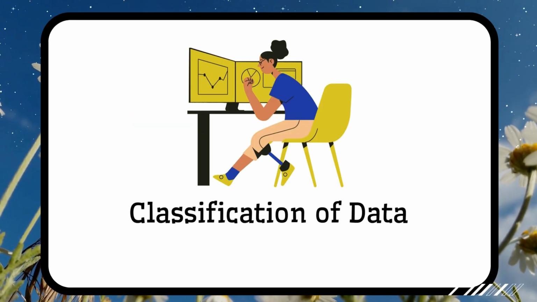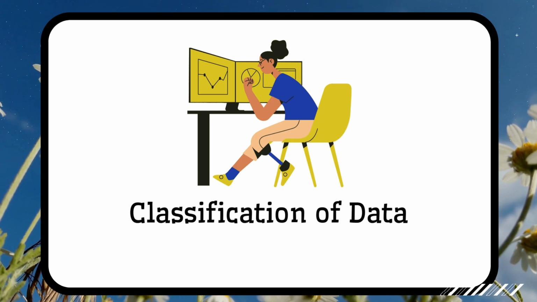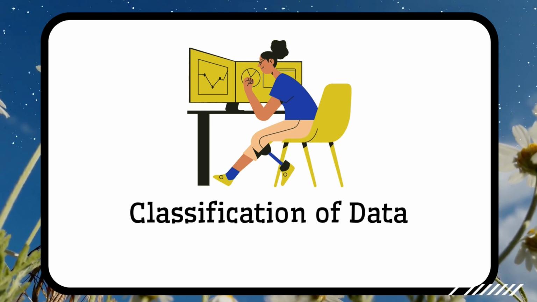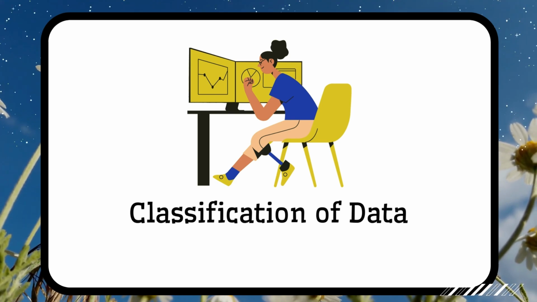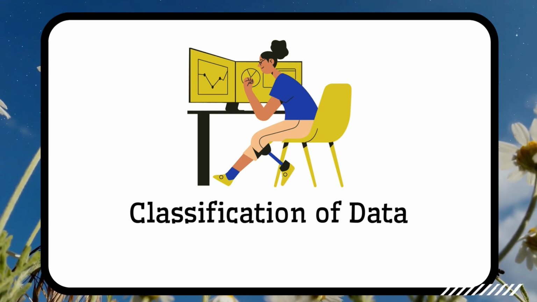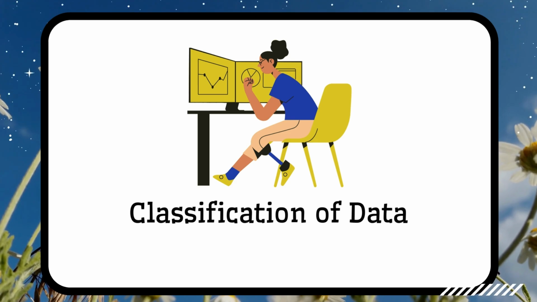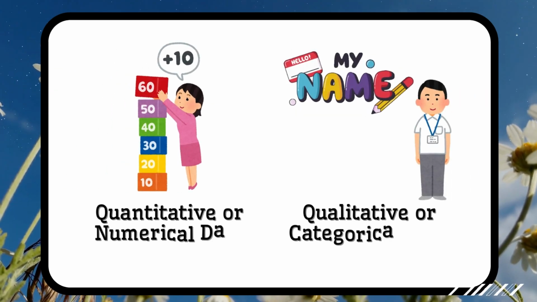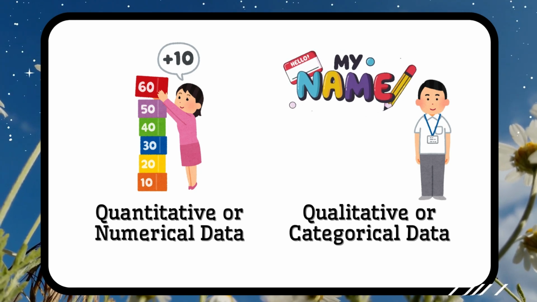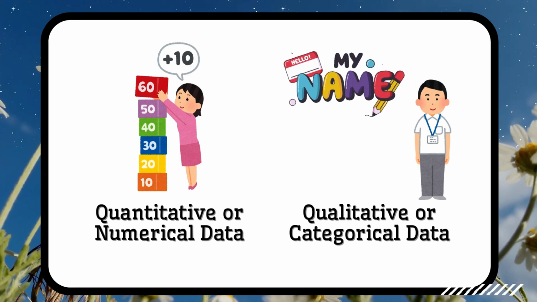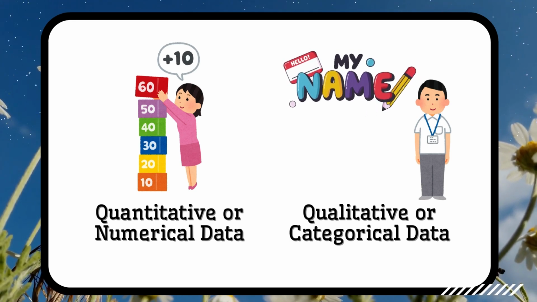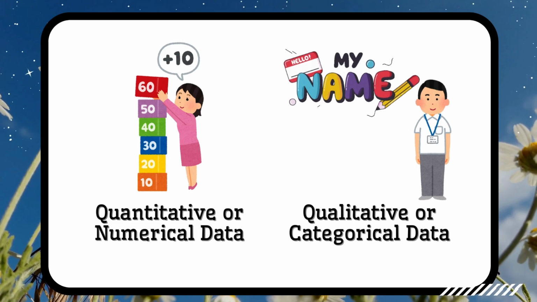So how do we classify data? Classification of data. To make sense of data, we need to classify it. Let's break it down into categories with example. So data is broadly divided into quantitative data and qualitative data. The quantitative data is also called the numerical data. This is data you can measure or count. It answers questions like how much, how many, or how often.